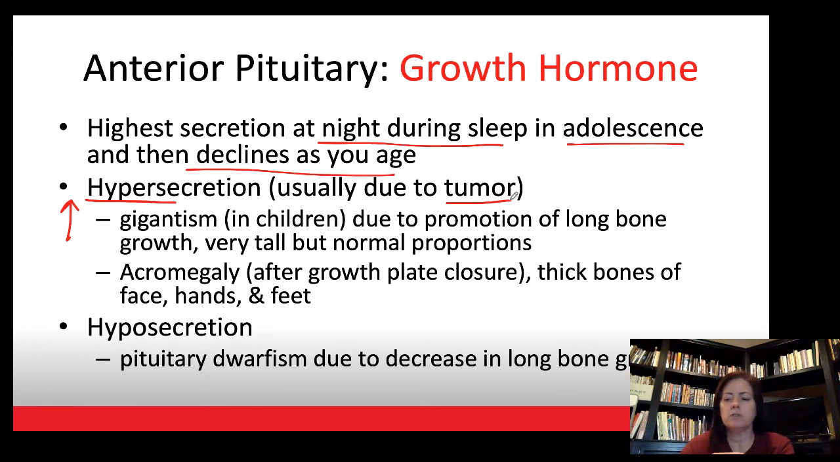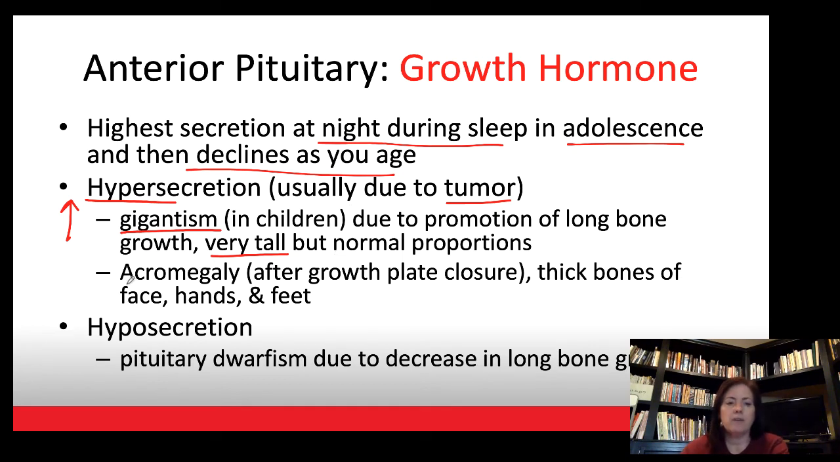And hypersecretion, you see it in two different ways. Number one, you can see gigantism, which is basically where you have long bone growth. Like it grows a lot more than would be typical. And so if you have a child that is secreting increased levels of growth hormone, you see their long bones grow really, really long. So these people will be very tall, but their proportions are normal because all of their long bones grew too much.